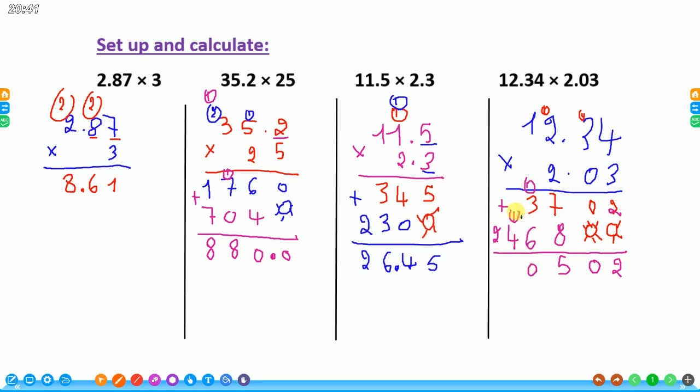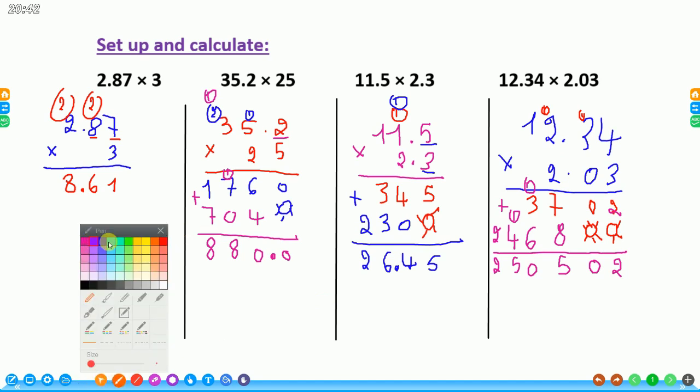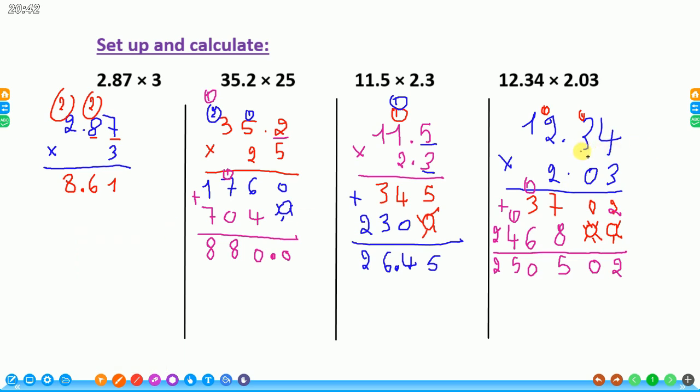0, I carry 1. 1 plus 4, it's 5. And I write the 2. In the end, I count how many digits in total do I have after the point. Here I have 2 digits after the point in 12.34, and in 2.03 I also have 2. In total I have 4 digits.